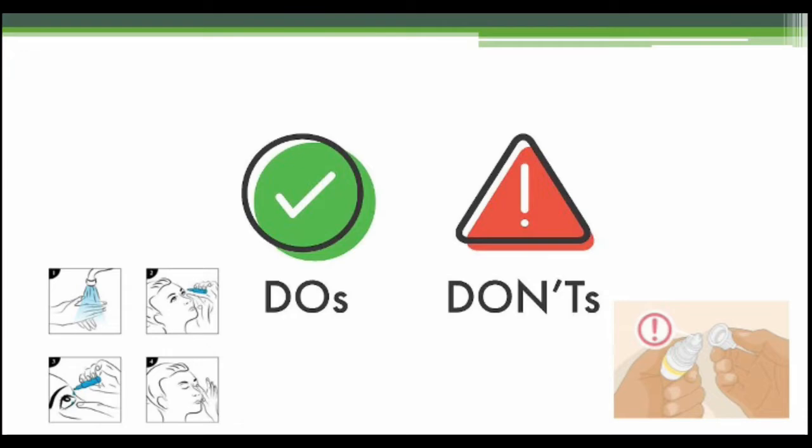Instill 1 drop of Hylogel 3 times a day into each eye. Take care that the dropper doesn't touch your eye, your fingers, or any other surface, because this could contaminate the drops left in the bottle. Store in a cool, dry place away from direct heat and light.